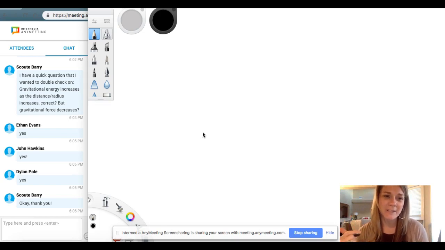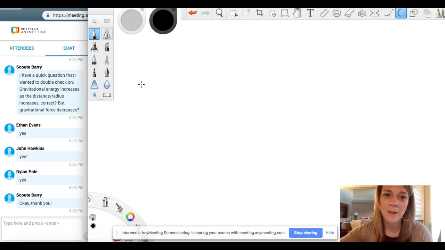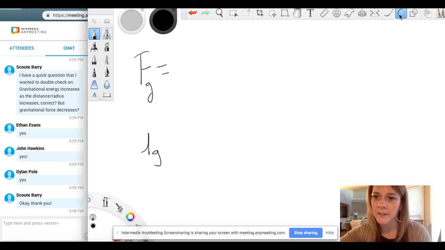I've answered a quick question from Scout, and I'm going to go ahead and put that equation on here for all of us to see. She had a question about gravitational force versus gravitational potential energy. Okay, so these two equations are very similar to each other.